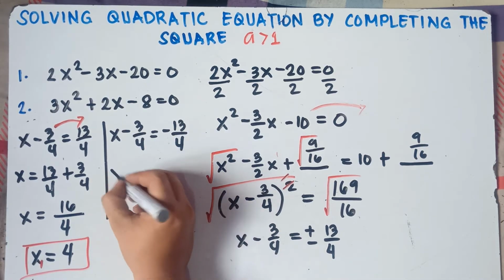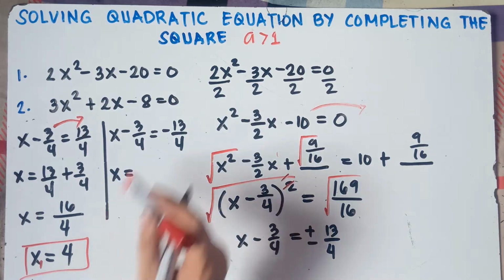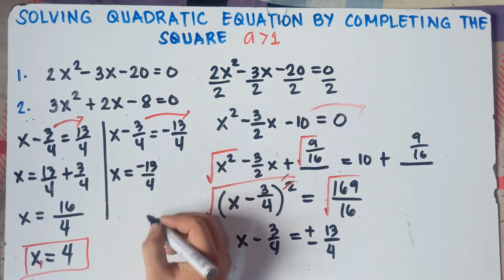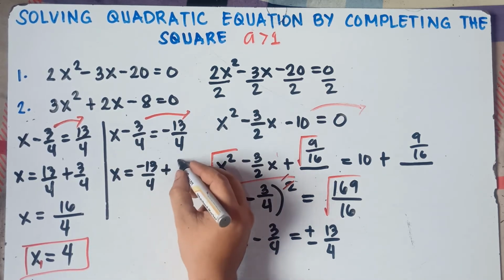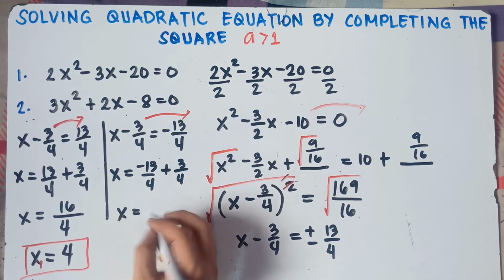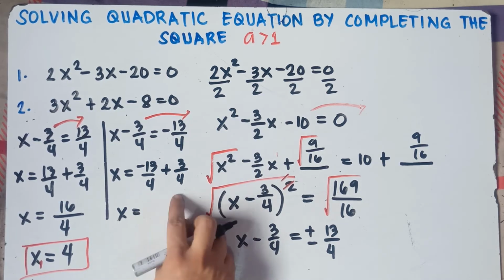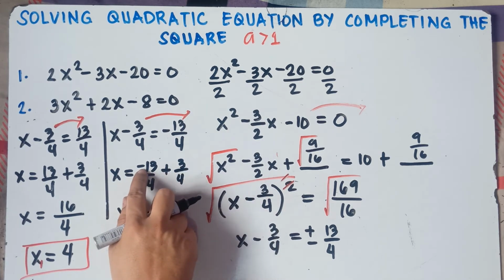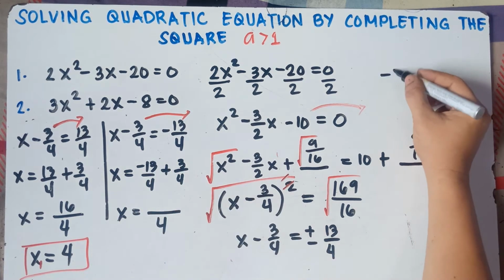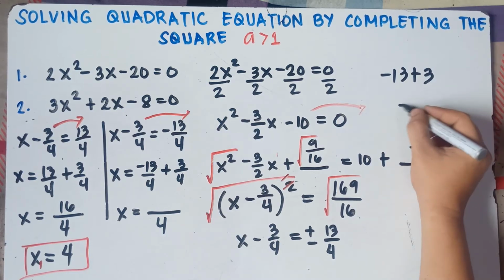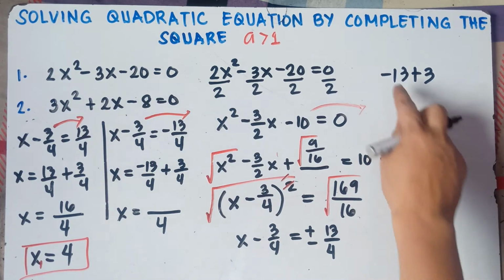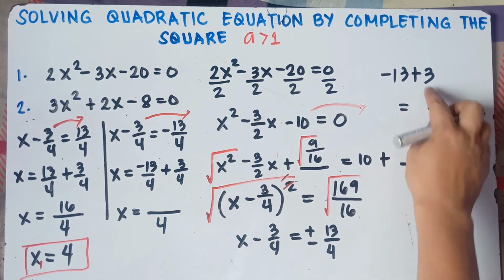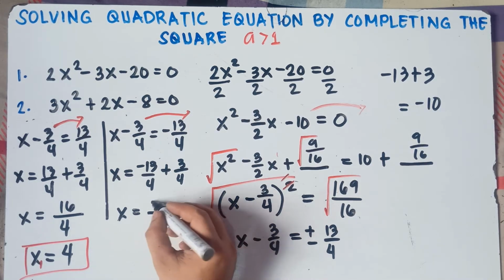And for this one, x equals, once again, transpose this one. So copy negative 13 over 4. This negative becomes positive 3 over 4. Once again, if they have the same denominator, simply copy the denominator and combine the numerators: negative 13 plus 3. If they don't have the same sign, subtract, then copy the sign of the larger number. So 13 minus 3 is 10. Now, 13 is greater than 3, so we have negative 10.